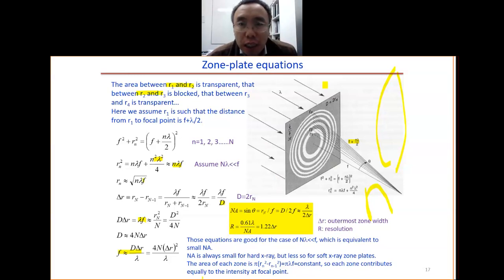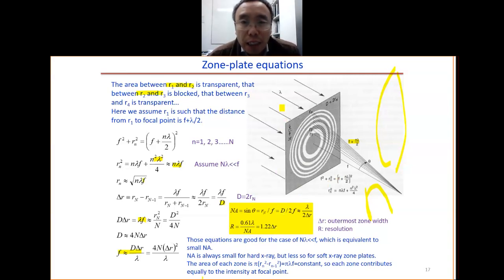So the conclusion is clear. The resolution given is of the same order as the width of the outermost zone. This makes the fabrication of the zone plate very difficult. If we want, say, 10 nanometer resolution, then the width will be about 10 nanometers. If we want gold thick enough to block the X-ray, it will be challenging to fabricate tall gold structures with a width of only about 10 nanometers.